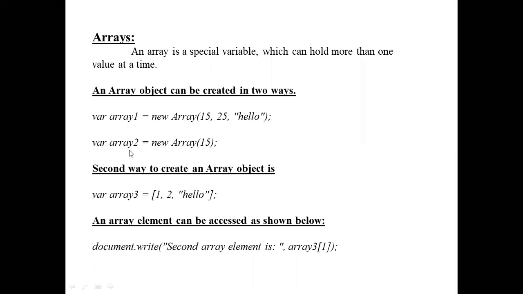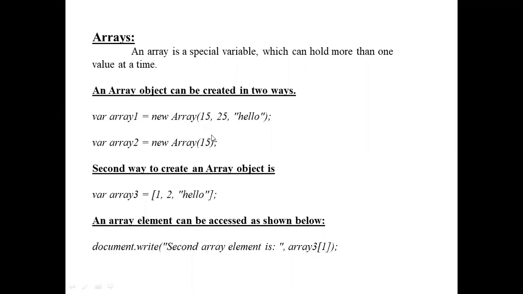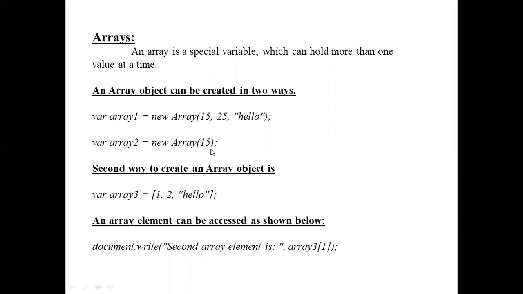Next, another array, array2. Here array2 is the name of the array, again created using the new operator, and here we mention the array size is 15. The size of array1 is 3, that is 3 elements, and the size of array2 is 15. So an array can contain more than one element.